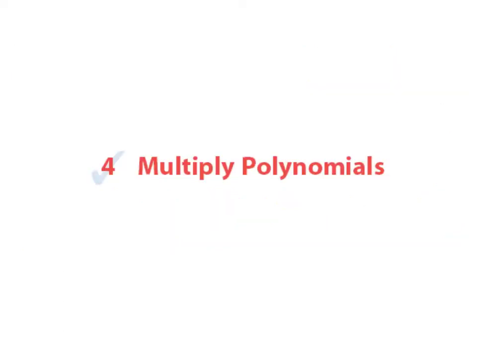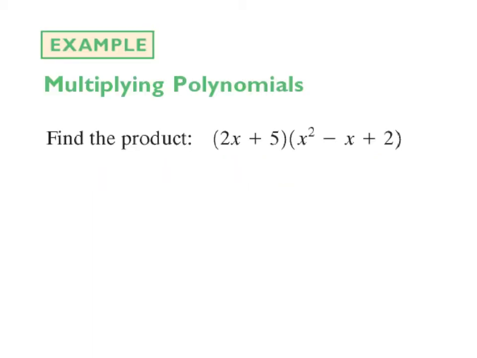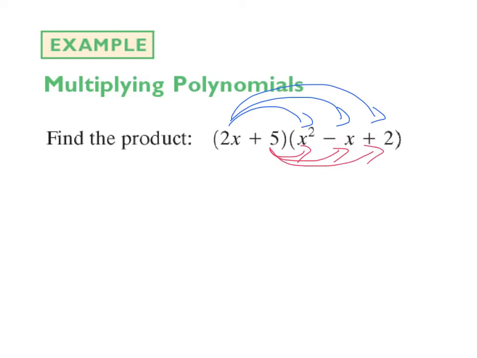Now we're talking about multiplying polynomials, and we're going to take this example. Find the product of 2x plus 5 times x squared minus x plus 2. Well, we can just use the distributive property. So we multiply 2x with x squared, 2x with negative x, and 2x with 2, and then 5 times x squared, 5 times negative x, and 5 times 2.